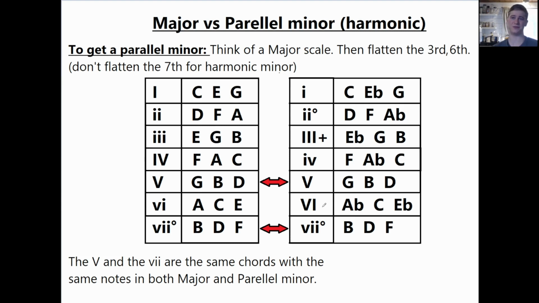Oftentimes it is a chord that is avoided completely. People just don't use it. So this can cause some problems, but this can also cause some advantages as well, so it's good to look at both sides of it. In conclusion, the 5 and the 7th chord are the same chords with the same notes in both major and parallel minor. The next video is comparing minor to harmonic minor and the chords and everything.